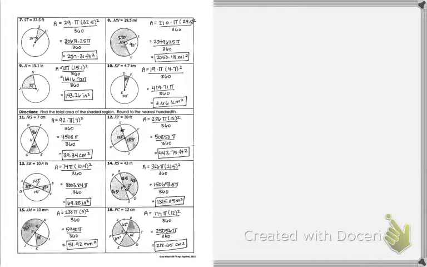So look at 15. We have all this shaded region. Hey, guess what? It's half a circle. If a full circle is 360, half of it has to be 180. And then they give us 58. So if I want to figure out the area of these shaded regions, all I'm going to do is 180 plus 58, and I'm going to get 238.